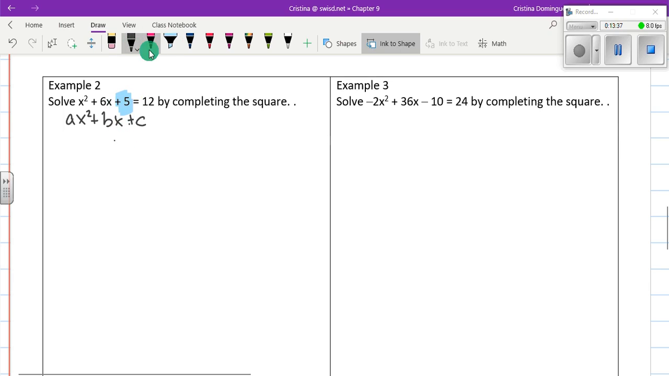So I'm going to subtract 5 from both sides. Remember, you got your river. And you end up with x squared plus 6x. I'm going to make a little room for my perfect c. And 12 minus 5 is 7. Let's go ahead and figure out what is the perfect c.